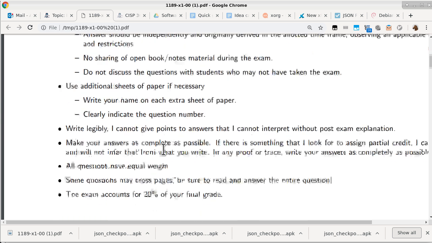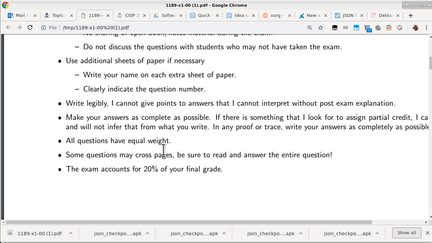Write legibly. Make sure that I can read your handwriting. I know that is subjective to a certain degree, but just try your best penmanship when it comes to making it clear. So no need to make it fancy, just make it clear.